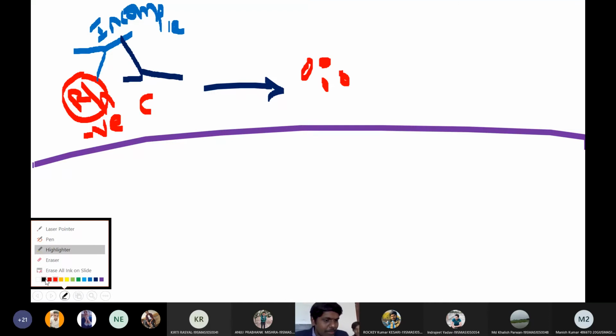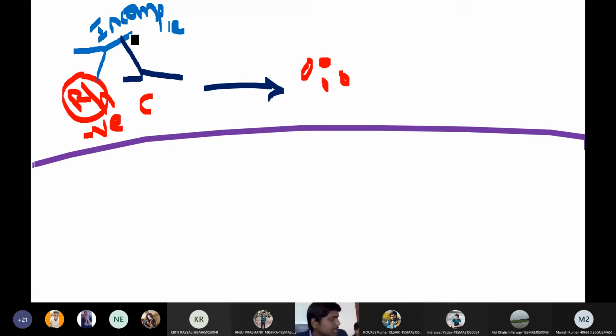Pay attention. Antibodies are also called immunoglobulins. That means it is a globulin. This antibody is an immunoglobulin. Now I'm adding an antibody that will attach to the primary antibody. Listen to me. I added a secondary antibody that is binding to the first antibody.